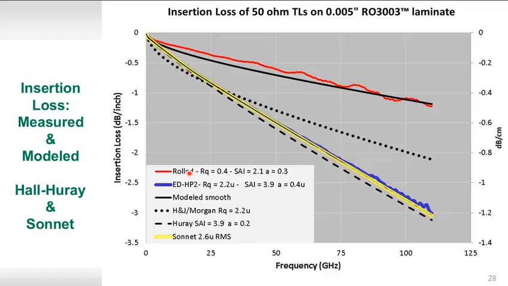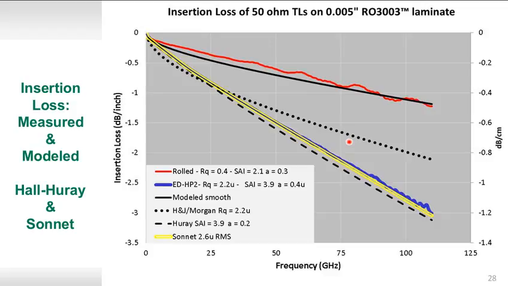The values for the rolled foil again are a measurable roughness value of 0.4 micron RMS, surface area index of 2.1, and a nodule radius of about 0.3 microns. But we see that it actually fits the modeled smooth data absolutely perfectly out to 110 gig.